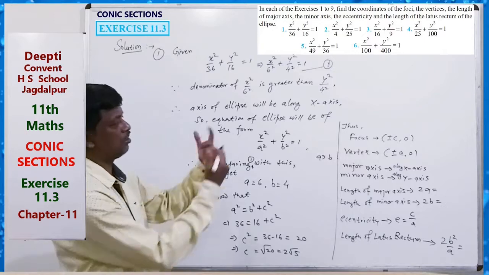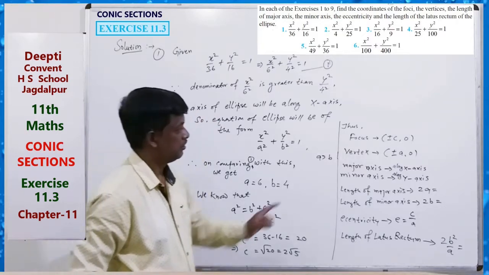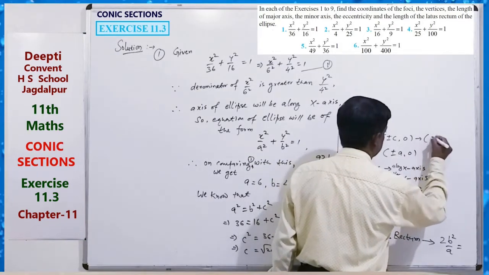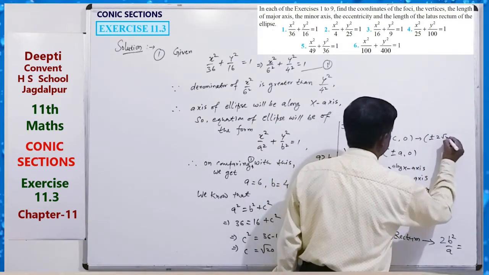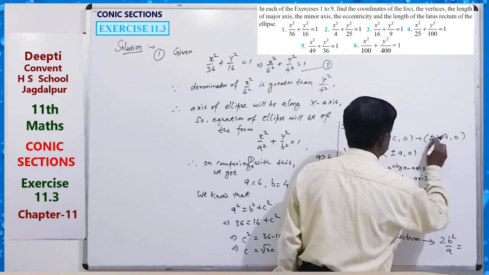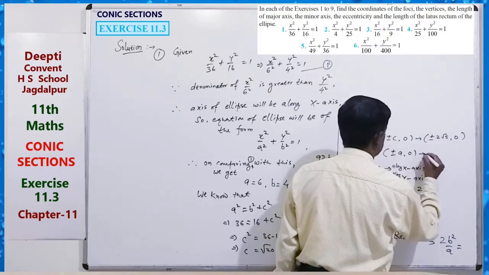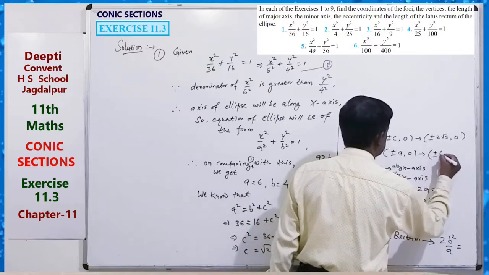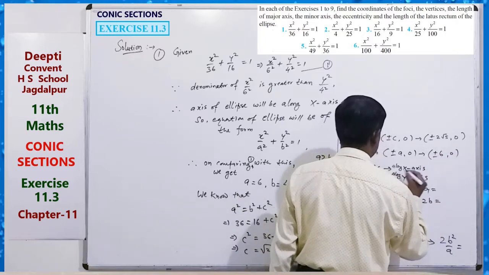Clear? Now you can write all the things. Here focus and all the things. Plus minus c, 0 is the focus. So what? Plus minus 2 root 5, 0. This is the focus. a equals to what? 6. So this is plus minus 6, 0.